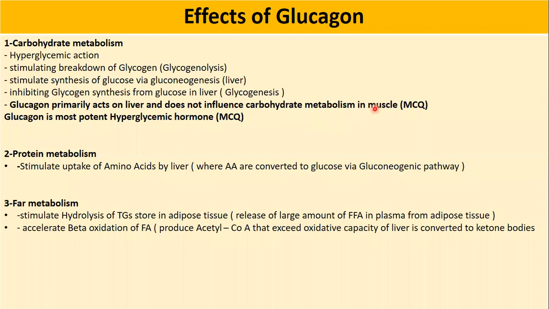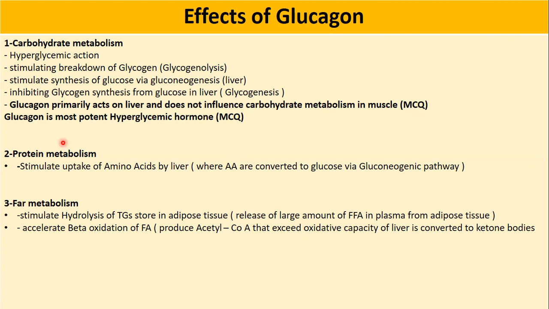The effects of glucagon which we have seen, we have divided into three parts: effects on carbohydrate metabolism, protein metabolism and fat metabolism. In carbohydrate metabolism, it has a hyperglycemic action, increasing our blood glucose level. We stimulate the breakdown of glycogen, that is glycogenolysis. We stimulate the synthesis of glucose via gluconeogenesis from non-carbohydrate sources in our liver. Then we inhibit glycogen synthesis, that is glycogenesis.